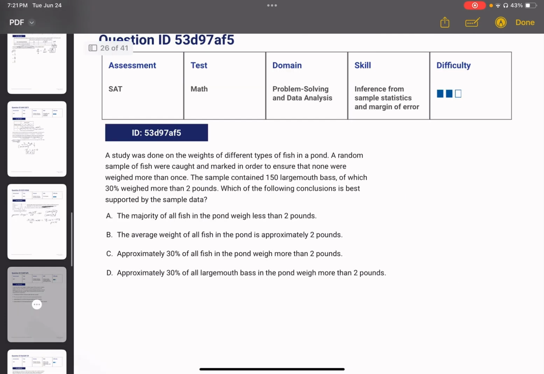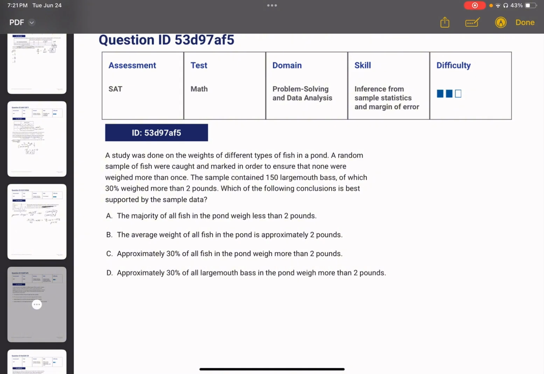Okay. Next, we have a study was done on the weights of different types of fish in a pond. A random sample of fish were caught and marked in order to ensure that none were weighed more than once. The sample contained 150 largemouth bass, of which 30% weighed more than 2 pounds. Which of the following conclusions is best supported by the sample data?